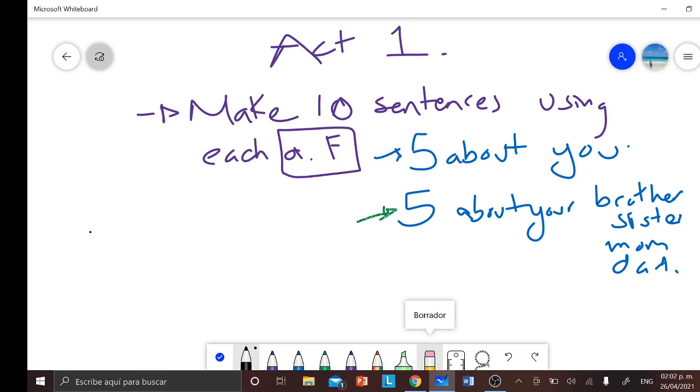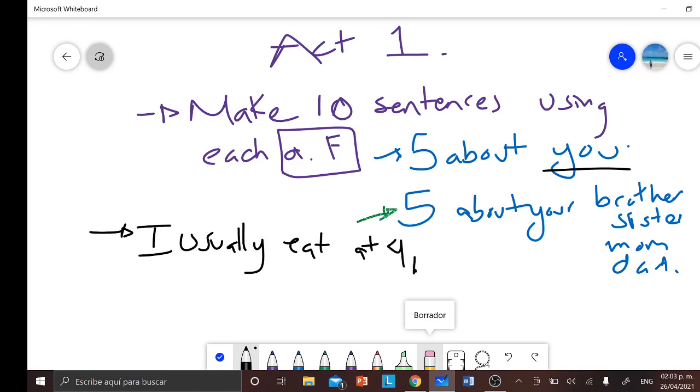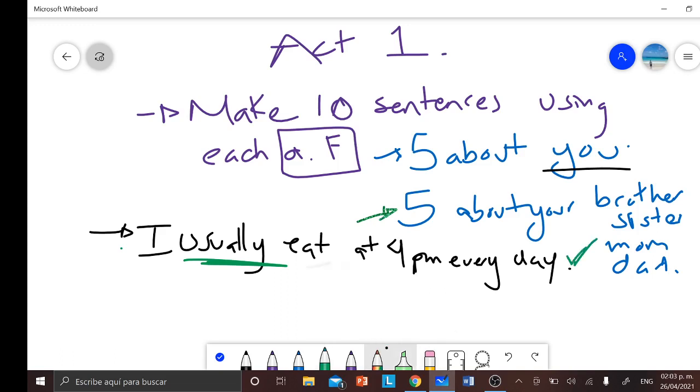Les voy a dar un ejemplo de por ejemplo, la mía, it will be, I usually eat at 4 p.m. every day. Here is the adverb of frequency. Aquí está mi adverb de frecuencia. Y ahí tengo mi oración. I usually eat at 4 p.m. every day. Estas serían 5 parecidas a esa. Obviously using other verbs. Ok, si tienen duda ahí me dicen.